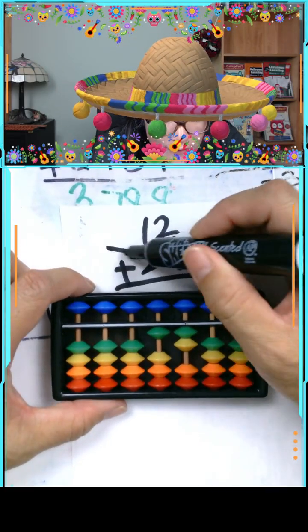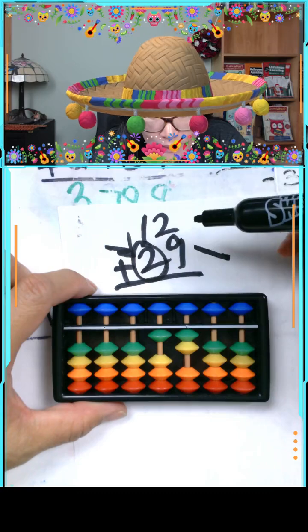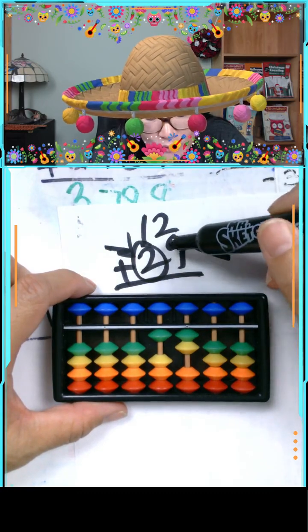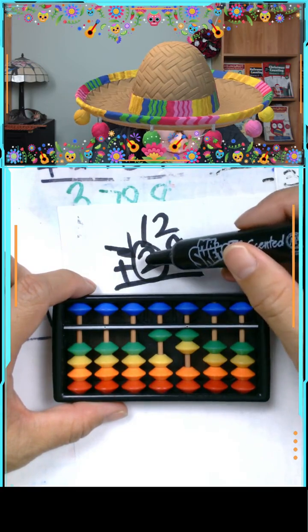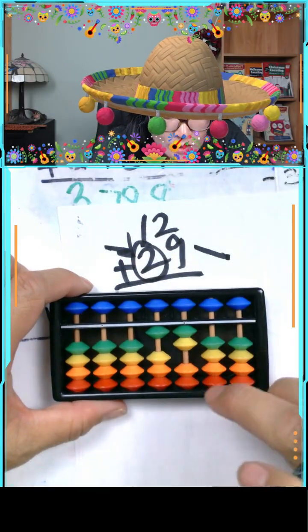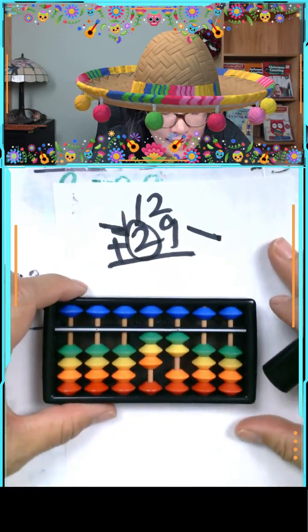So we go from left to right. We start with the left first. Why? Because it's just easier that way, right? Because we say 29. We don't say 920. We say 29. So we add the 2. Can you add the 2? 1, 2, right? And then we have to add the 9.